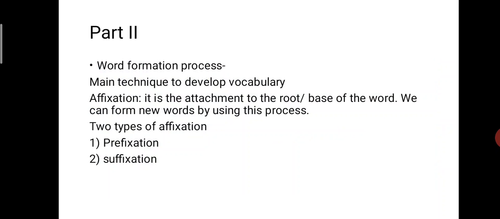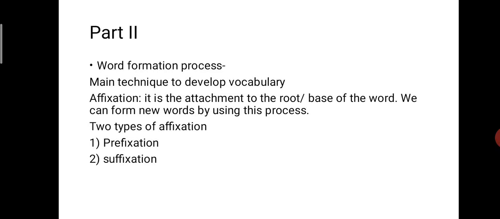First part, the main technique to develop vocabulary: affixation. It is the attachment to the root or base of the word. We can form new words by using this process. There are two types of affixation. Affixation means connecting particular particles to the root word. And when you learn about affixation, you come to know the new words.